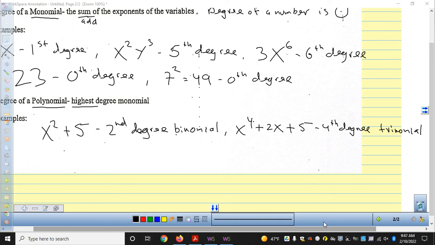Yes? Trinomial means there are 3 terms. So there are 3 parts that we're adding together. That's the part that we're talking about, the tri. The 4th degree just talks about the highest exponent.